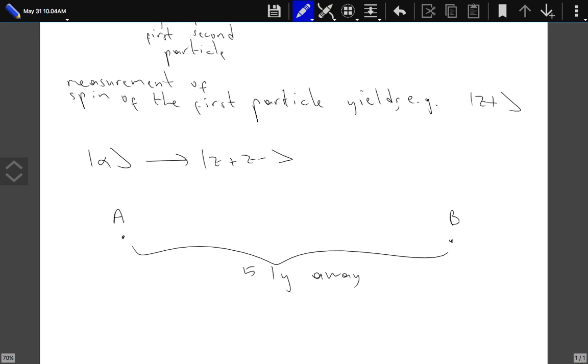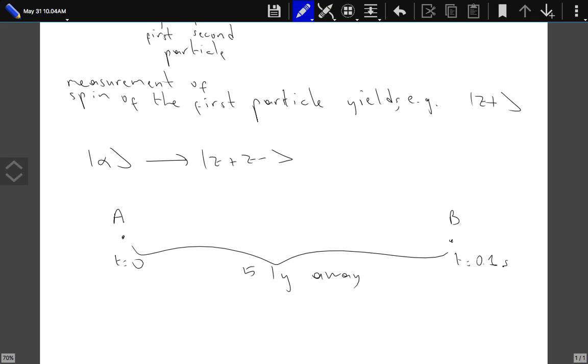And let's say before leaving, you agree with your friend that A will make a measurement at a particular time, let's say t equal to 0. The second one will make a measurement at t equal to 0.1 second. So they are separated by 5 years, close to the next star, let's say. And the moment that you measure the spin of particle 1, you know what the spin of particle 2 is at that moment.